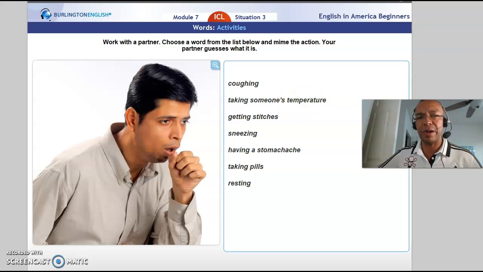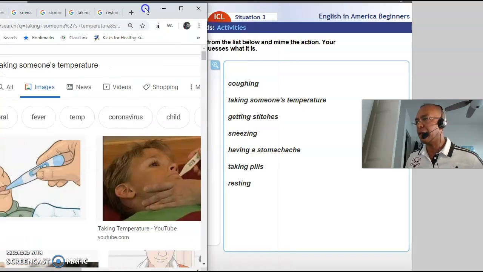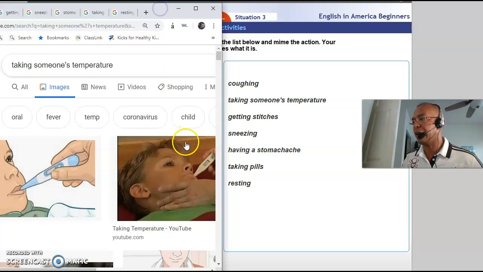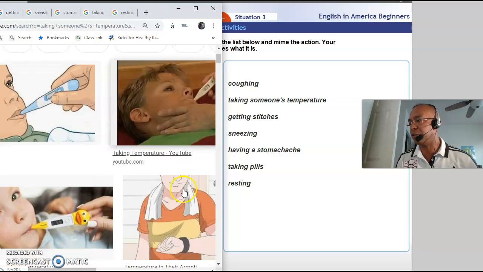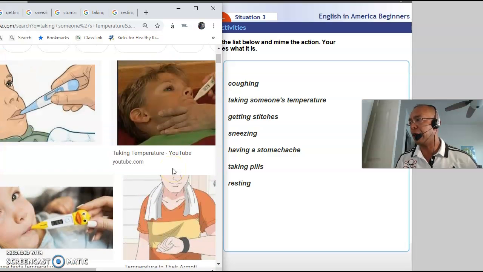In this time and age, it's very important for us to take each other's temperature, especially when you are visiting a doctor's office or entering a place. They tend to take your temperature to check that you're okay. This is a visual right here for you to see. Taking temperature. That would be one of them that we can find. There's this way to take temperatures. This is how you can take a temperature, okay?